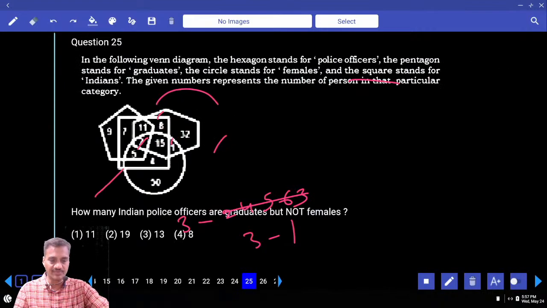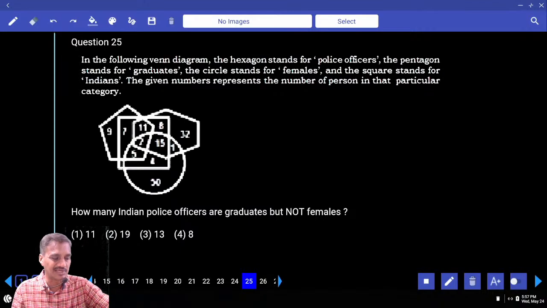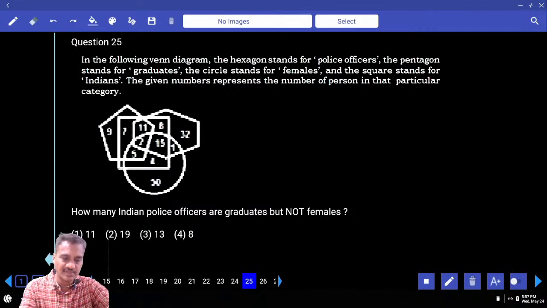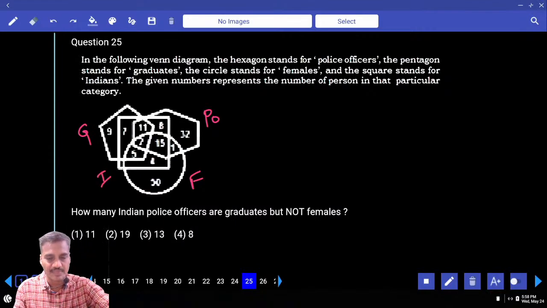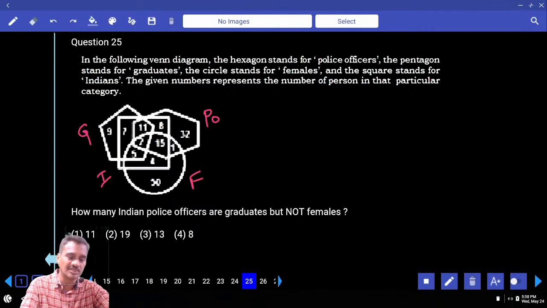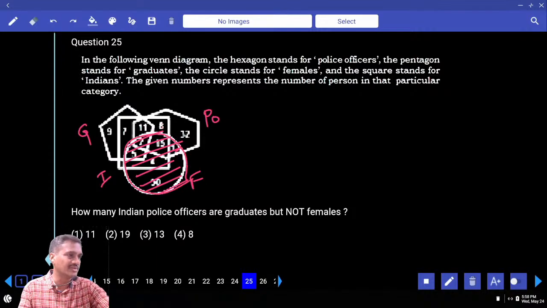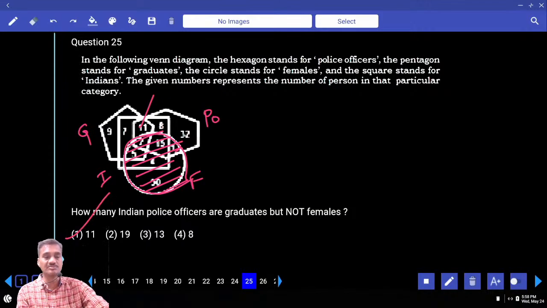Then in this 25, how many Indian police officers are graduates? Here, police officer is represented by a hexagon, and these are the police officers we have. The pentagon stands for graduates, the circle stands for females, and the square stands for Indians. This is the information. Then how many Indian police officers are graduates? Indian police officers who are graduates but not female. Not females means we close this entire one, and we should not have this female at all. Then the common for the remaining 3 figures, which is common? 11. 11, that is choice 1, question number 25.